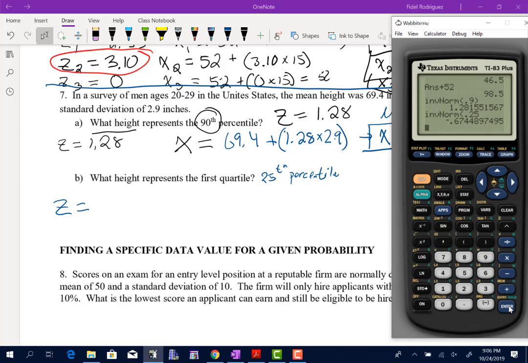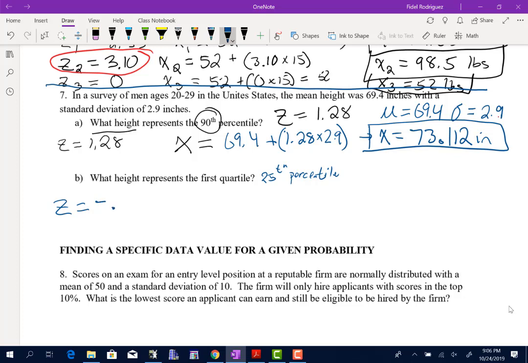And let's see, are you coming up with a negative 0.67? Okay, so right here, guys, my z-score is a negative 0.67. Was it negative 0.67? Yeah? Okay. Remember, with the z-scores, we're always going to go 2nd, and the probability should be the area.